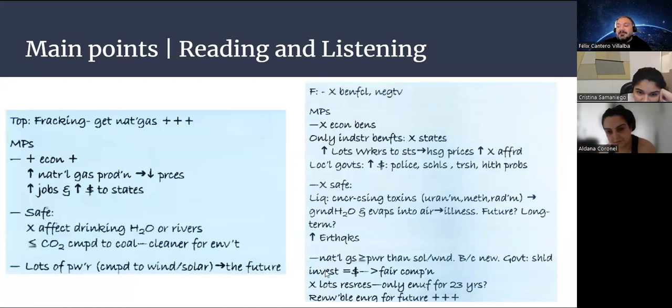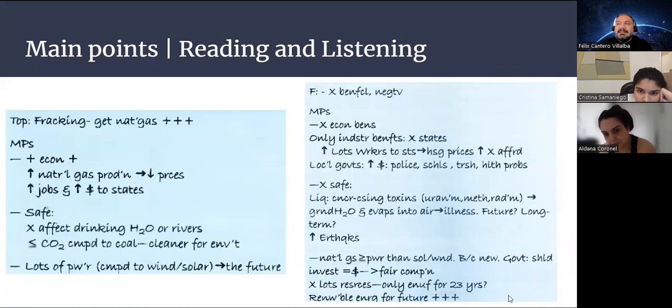And the final one is that even though natural gas gives more power than solar and wind, the latter are a new technology and the government should invest, what you just said, Aldana. And that many researchers say that natural gas is not readily available, that there's only maybe 23 years of reserve. So that we should invest for long-term renewables, right?